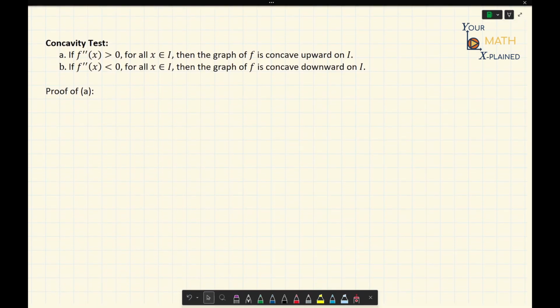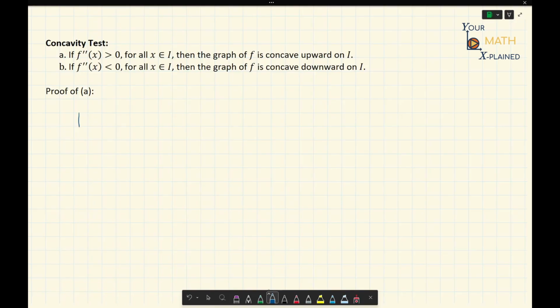The concavity test says that if f double prime of x is greater than 0 for all x within the interval I, then the graph of f is concave upward on I. And similarly, if it's less than 0, then the graph is concave downward on I. And now we're going to do the proof for part A.